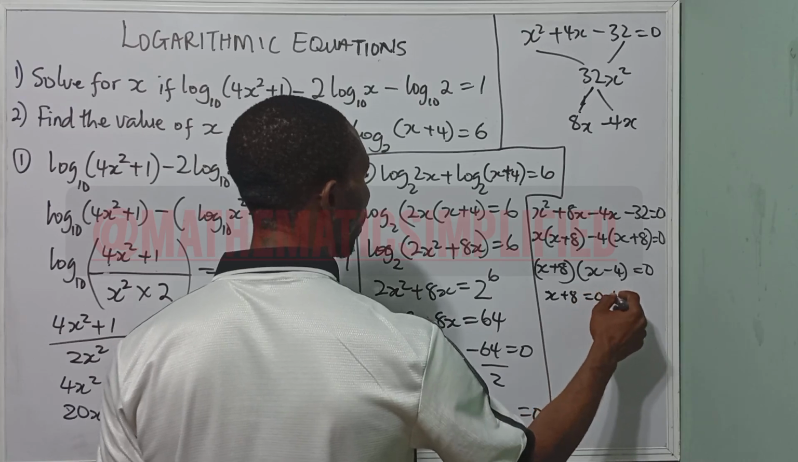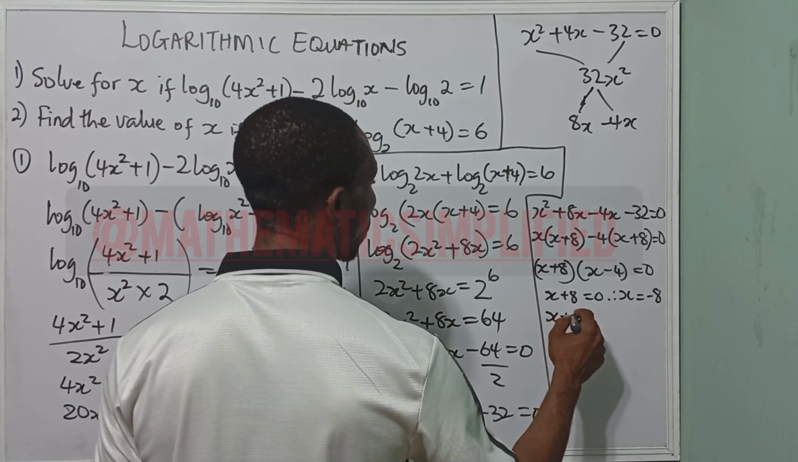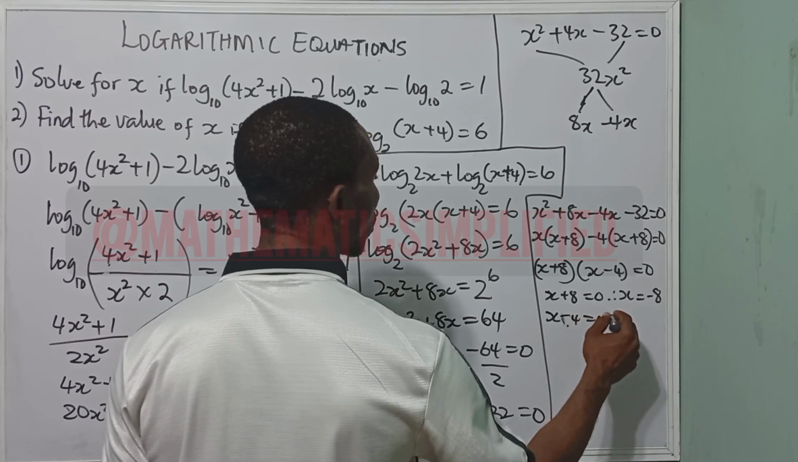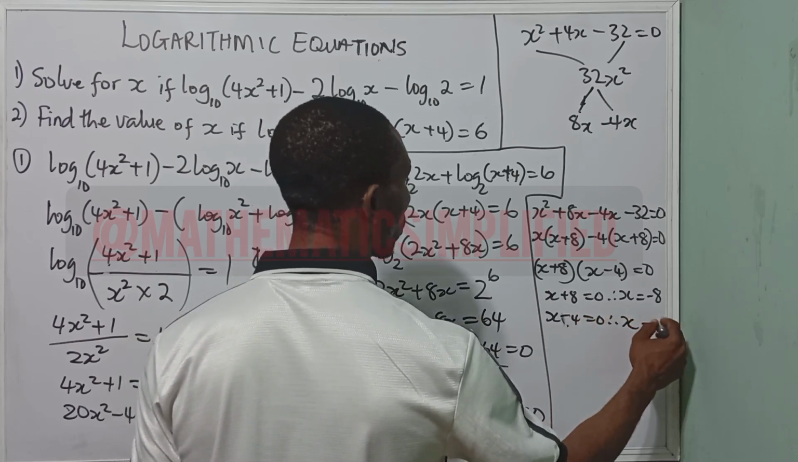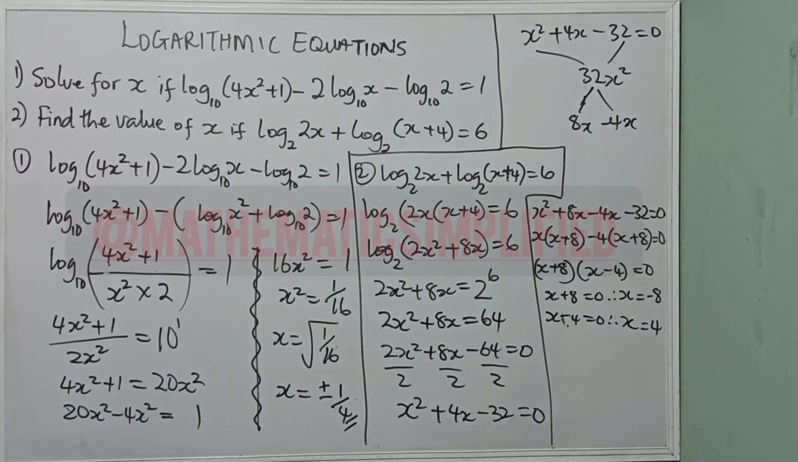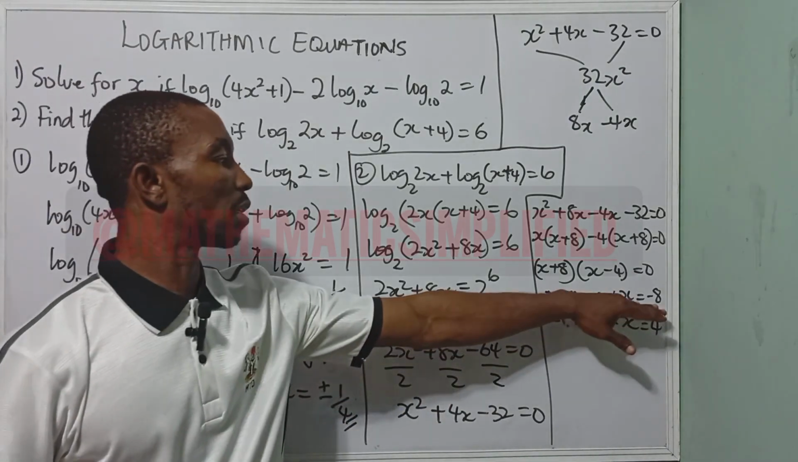So therefore x equals minus 8, and x minus 4 equals 0, so therefore x equals 4. So the value of our x would be minus 8 or 4. But since it's logarithm, it cannot be a negative value.